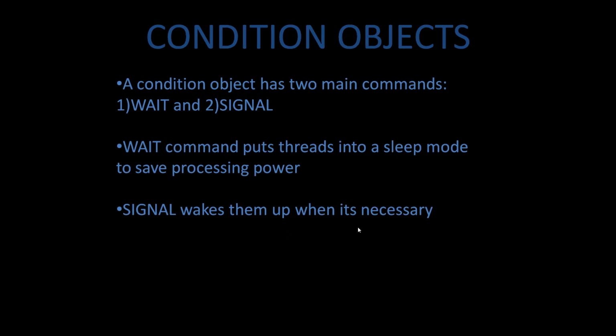A condition object. A condition object has two main commands, wait and signal. Let's say you have a lot of threads that are supposed to do something, but for the next 5 minutes, or until certain conditions arise, they should just sit there and wait. So the wait command puts those threads into sleep mode, and they wait for the signal command that will wake them up when it's necessary so they can continue doing their work.